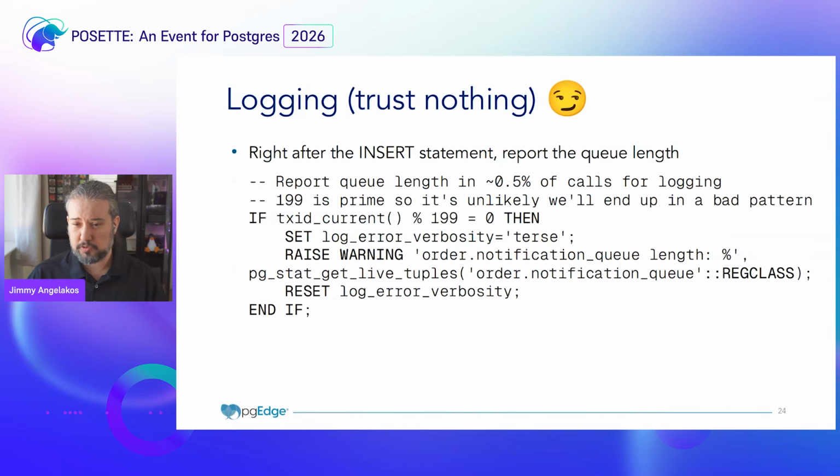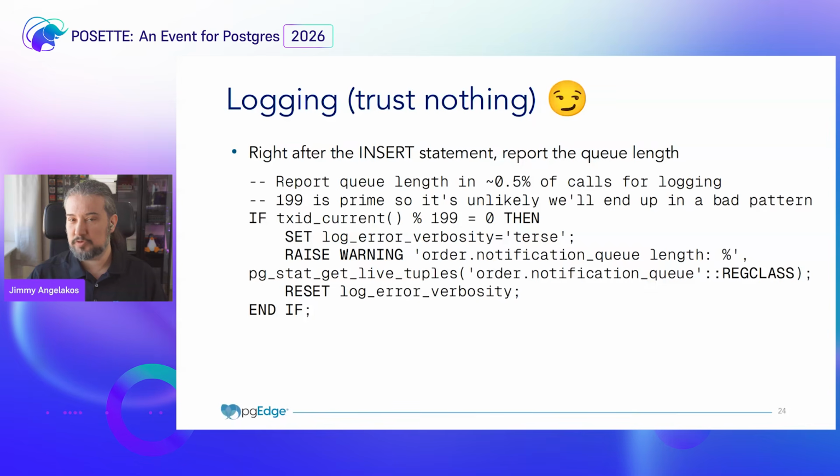I chose the modulo of 199 because 199 is a prime number, so it's unlikely that we would end up in a bad pattern of exactly 100, 200 batch and so on. So if the current transaction modulo 199 matches, then we just set the logger verbosity, because we just want to output this single line that raises a warning that says order notification queue length.